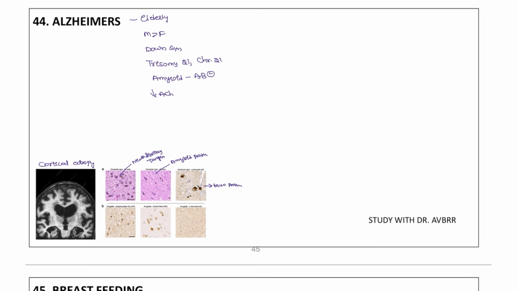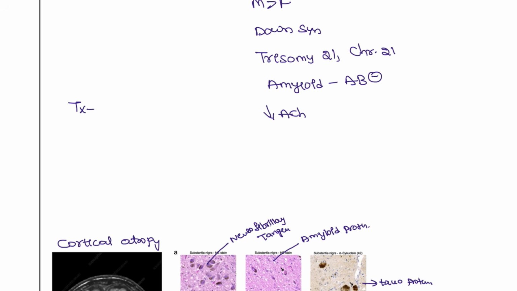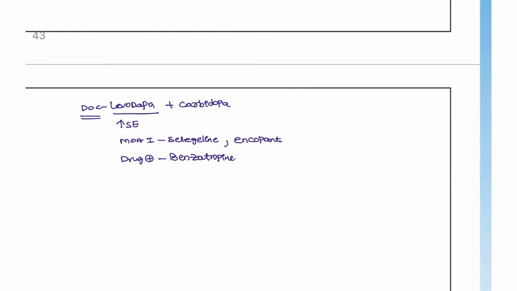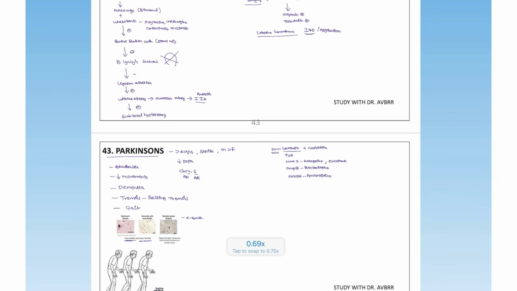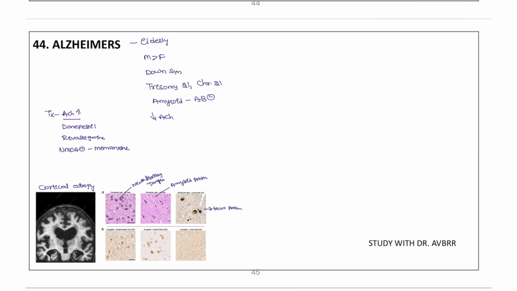Of the Alzheimer's patient. Okay, how can you treat this patient? The treatment for this patient is always going to increase the acetylcholine levels. That can be done by the drug of choice, donepezil, rivastigmine, and you can also give the NMDA blocker, that is memantine. Memantine is given, here also you are going to give the NMDA blocker. So these are the drugs that we are going to give in Alzheimer's patients. So this is the treatment for Alzheimer's.